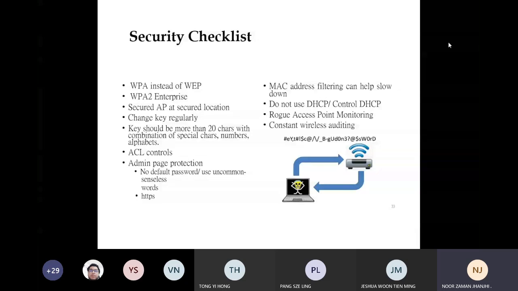So maybe any rogue information, rogue access point, or any other person may not mean physically or logically access it, mainly about the physical. Change our keys regularly. Change our passwords regularly for your access points, for your cell phones, for your machines, for your emails, for everything. It's better. A key should be more than 20 characters, a combination of special characters, numbers, and alphabetics.